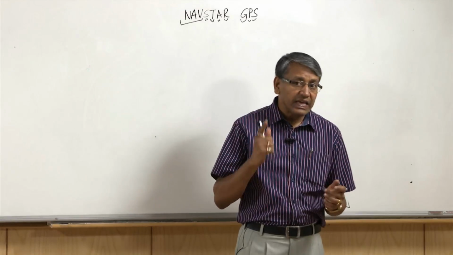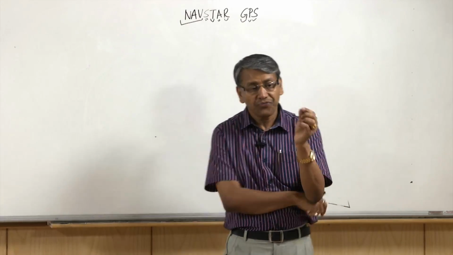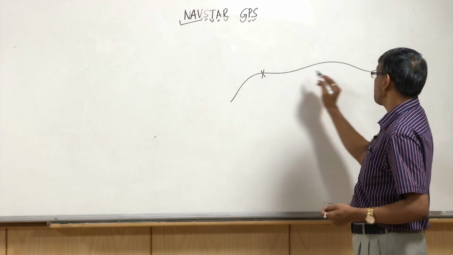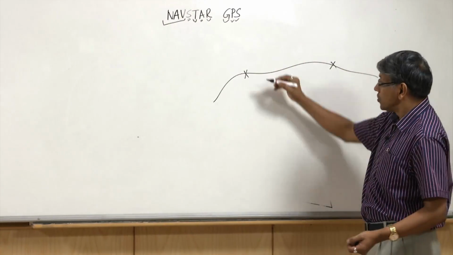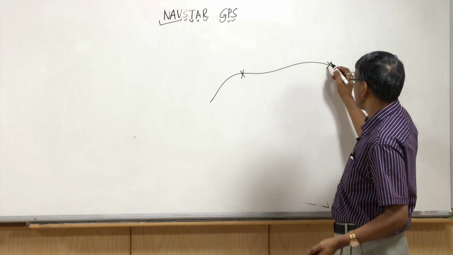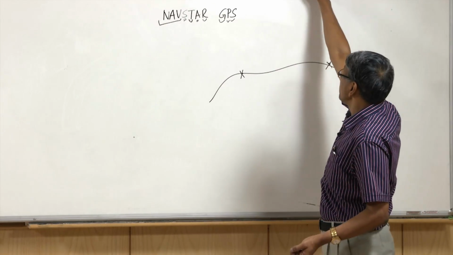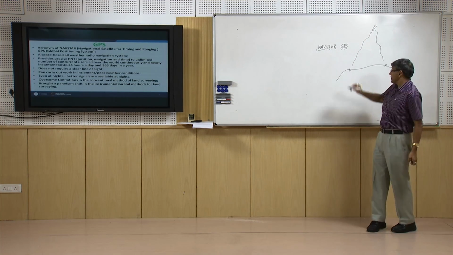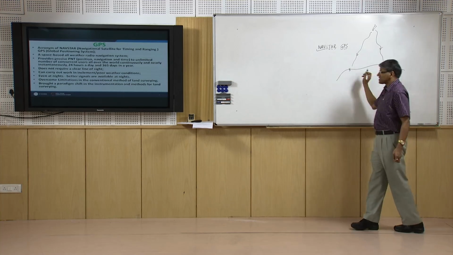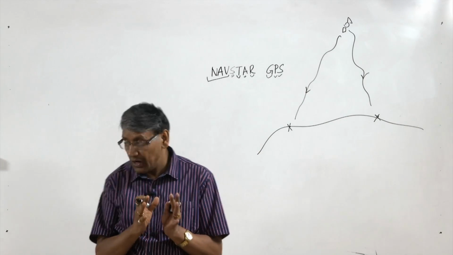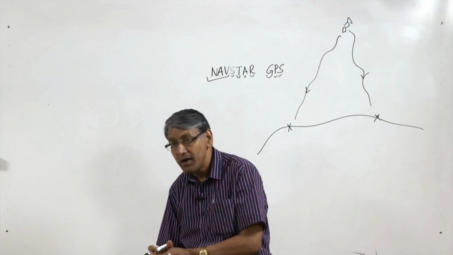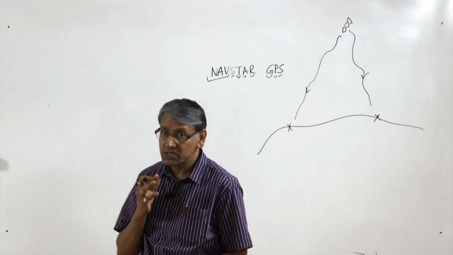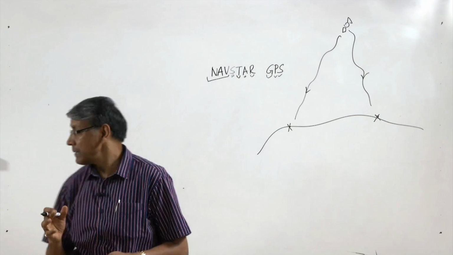Moreover, in this system, suppose we want to find out the distance between this point and this point. We do not need the intervisibility between this point and this point, because we will be getting signal from satellites, so it will reach both like this. So intervisibility between the stations, or from the reference to the observed point, is not required. As I told you, this works day and night, as well as in inclement weather.